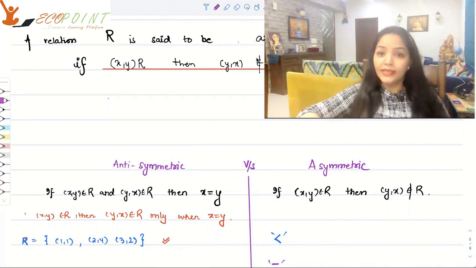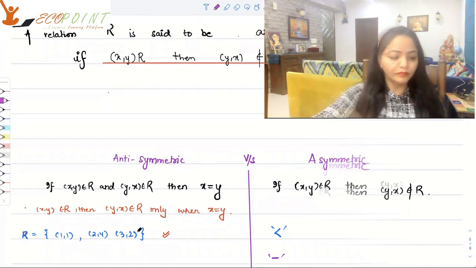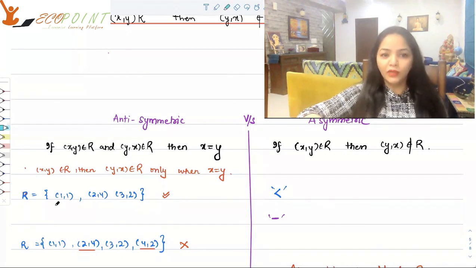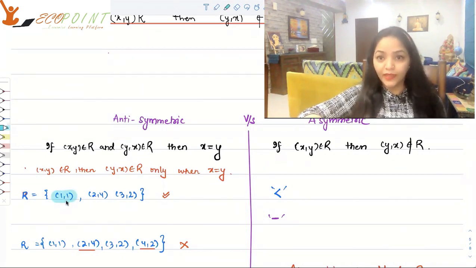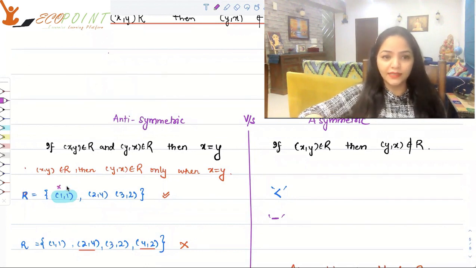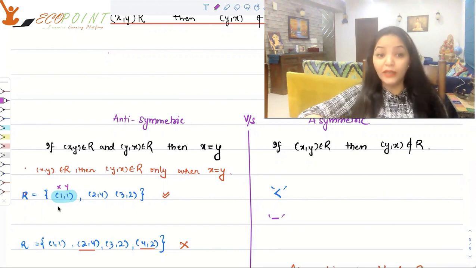That's what asymmetric means. If I take the set of relation as (1, 1), (2, 4), (3, 2), now what's happening here is you have (1, 1), which means that 1 is related with 1 and 1 is equal to 1. So if I take X and Y, if this is X and this is Y, then X R Y and Y R X also, but X is equal to Y. So that means this is an antisymmetric relation as far as (1, 1) is concerned.